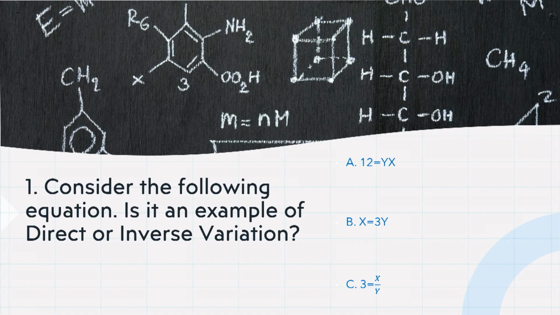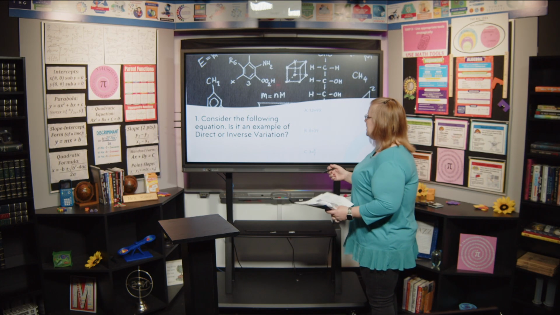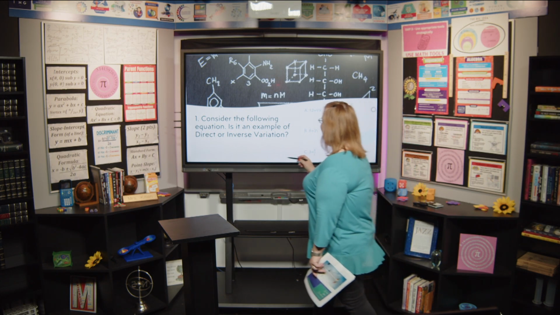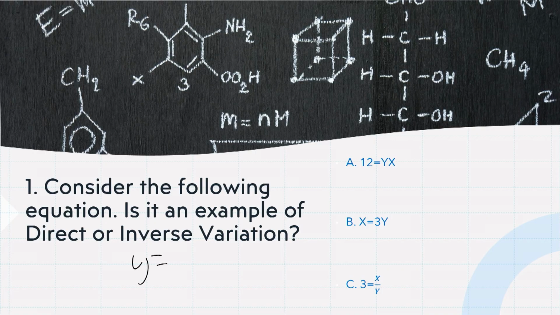Consider the following equation. Is it an example of direct or inverse variation? For me to figure out if it is direct or inverse, I need to get my y by itself. You always want to make sure you're getting that y by itself. So let's look at this first one. 12 equals yx. So I'm going to get my y by itself by dividing both sides by my x. So y equals 12 over x.